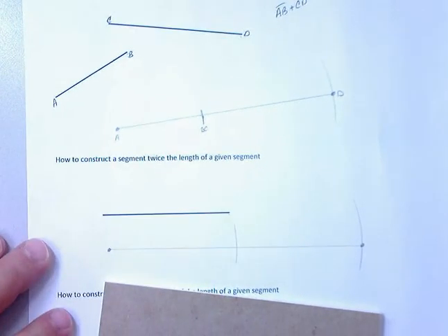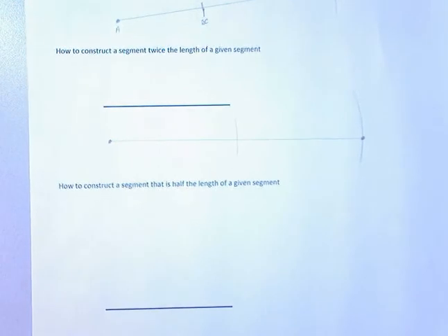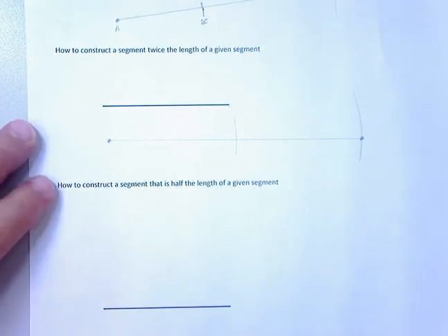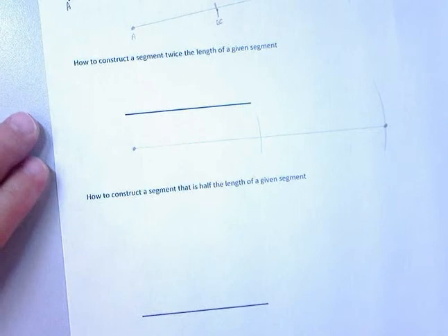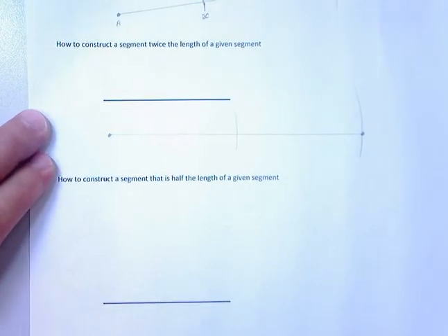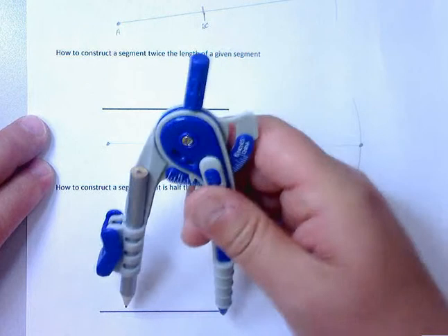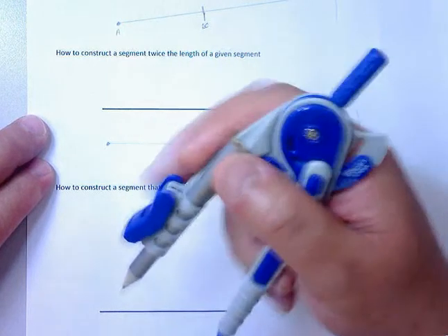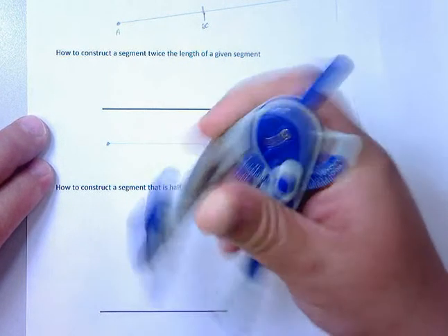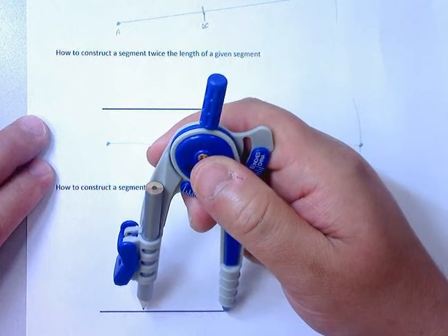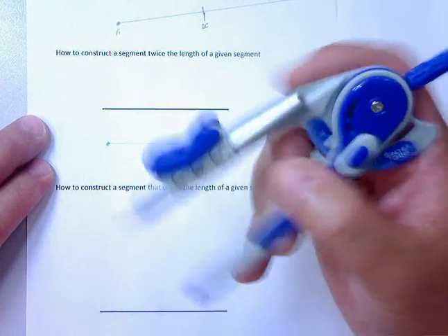The last one is the one that's a little bit tricky, and it's how you construct a segment that is half the length of a given segment. In an earlier video we covered how to create a midpoint. So the first thing you need to do is find the midpoint of this segment. To do that, you need to set your compass to be a little bit more than half of the segment that's sitting right here, just a little bit more than half.